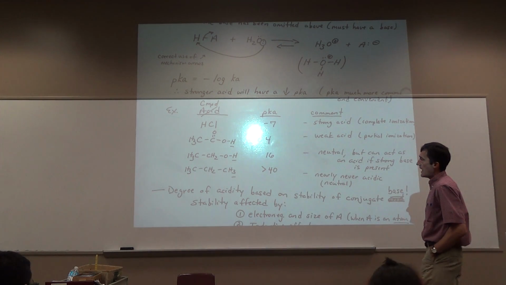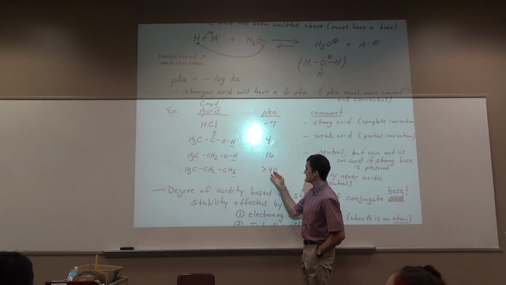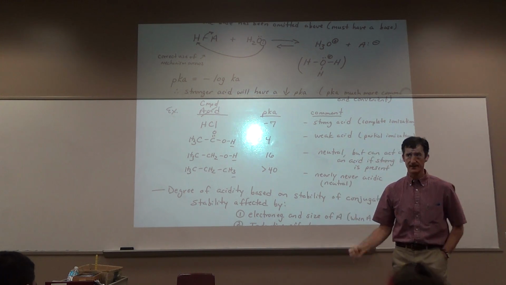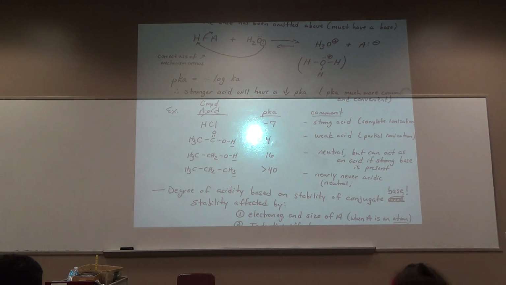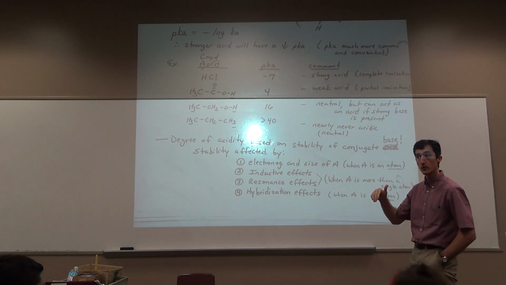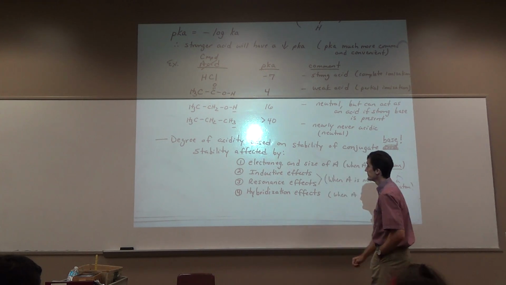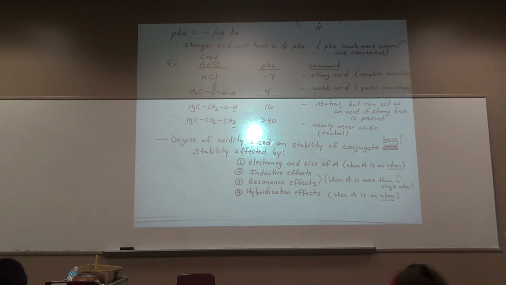Okay? Of course, if you look at the hydrogens on an alkane, just a hydrocarbon, these hydrogens have pKa greater than 40. They're essentially non-acidic. We have to understand this trend of why. The trend here is based on 4 different things. They're shown here. Just like with our physical properties or our IMFs, we had 1 through 4. We also have 4 different ones here, and we will go through each of them individually. Number 1, electronegativity and size of A, when A is a single atom.